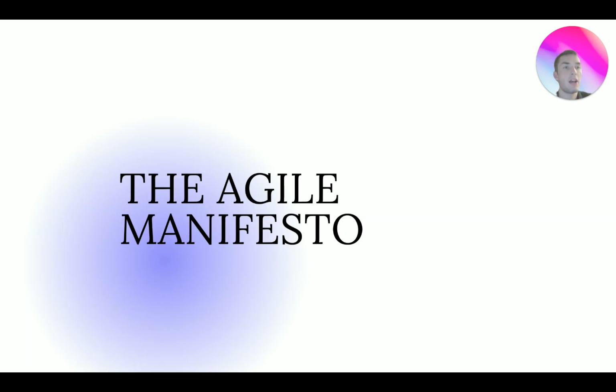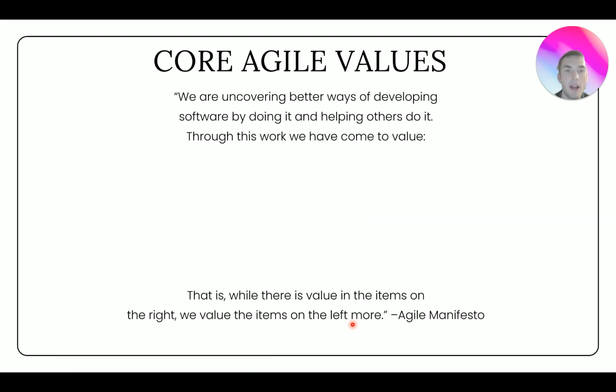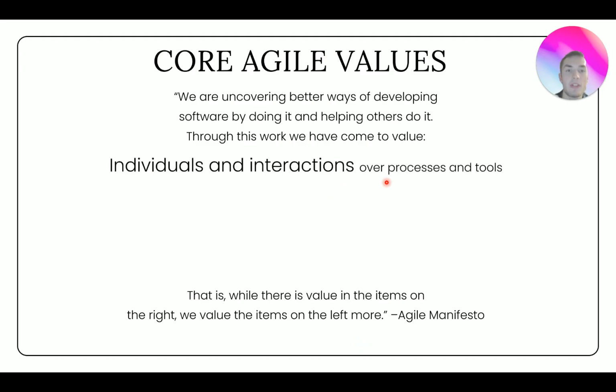So let's take a look at Agile in the words of its creators by looking at the Agile Manifesto. So let's look at some core Agile values. The Agile Manifesto reads, "We are uncovering better ways of developing software by doing it and helping others to do it. Through this work, we have come to value individuals and interactions over processes and tools." As we talked about, rather than rigidity and formulaicness, the Agile methodology emphasizes collaboration and teamwork rather than simply following a process and breaking everything down into that process and sticking to the plan.